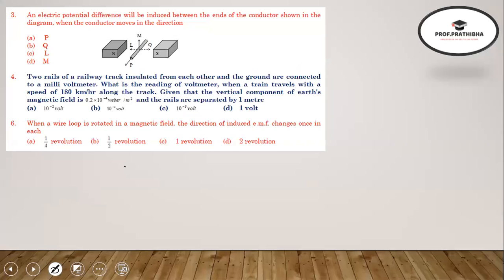Let's look at the third question. There is an electric potential difference which will be induced between the ends of this conductor when the conductor moves in the direction of... In which direction? Look, a conductor is placed in a north-south magnet, and the options are that it moves in direction P, L, M or Q. In which direction will the magnetic field be induced?